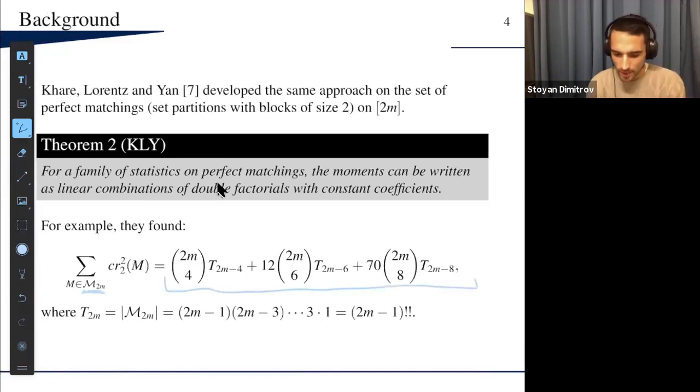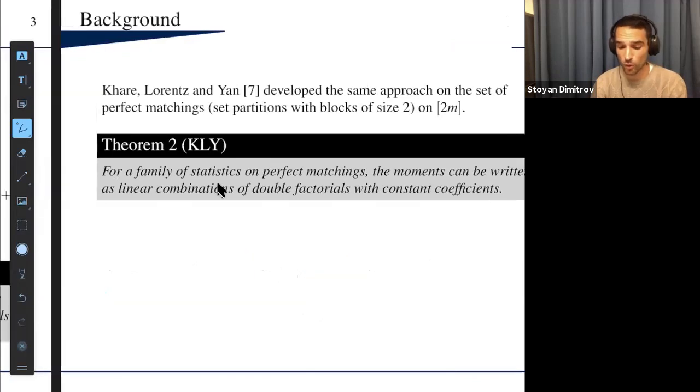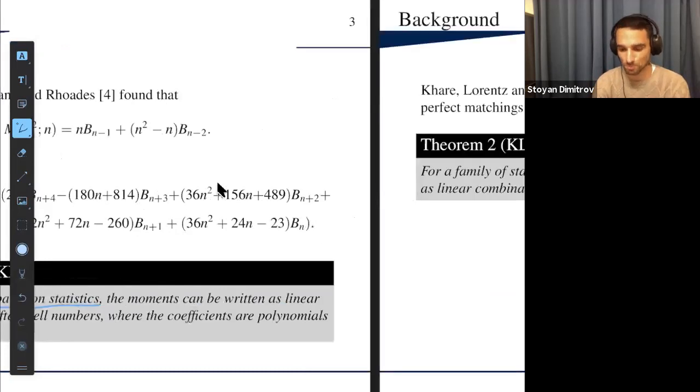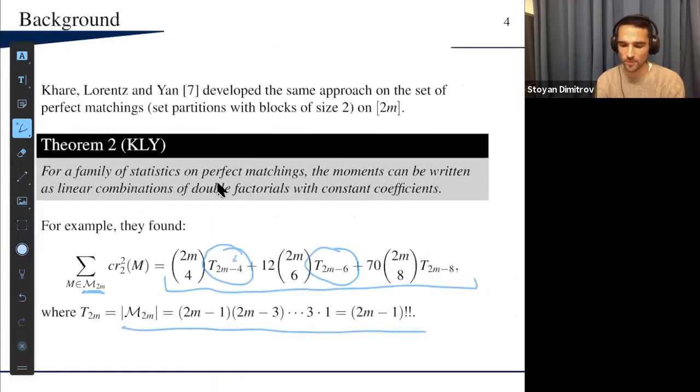And here, these t's are the double factorials. So basically, these are the total number of perfect matchings of a given size. So that's why this is an analog of the previous formulas, because here we have the total number of perfect matchings of a certain size. And before we had Bell numbers. So these were the total number of set partitions, right? So this is an analog.